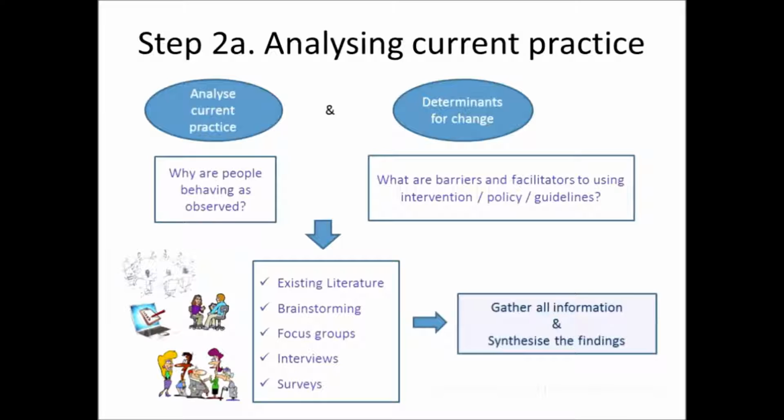Once you have that, though, step 1, your proposal for change, you can move to how you're going to analyze current practice and determine the determinants for change. So you want to know why people are behaving as observed, and you want to know what the barriers and facilitators are to using any new intervention, the new policy, or the new guideline. So you do this with the following methods in the lower box.